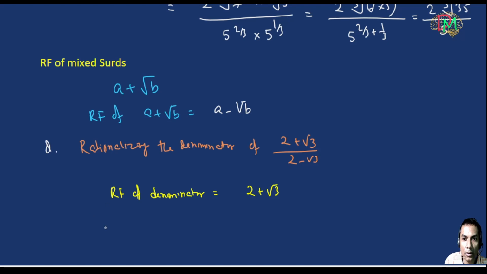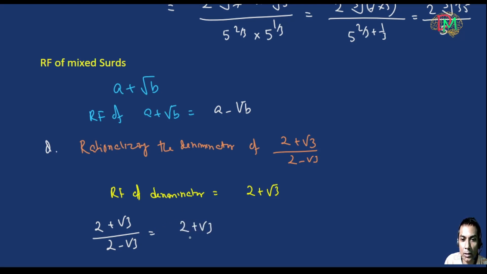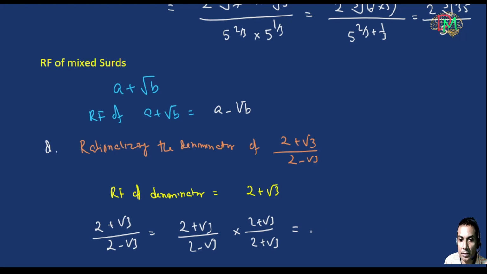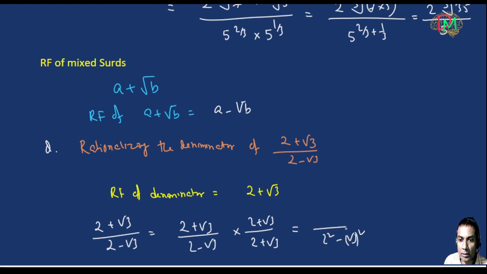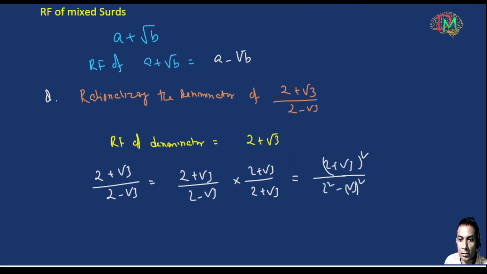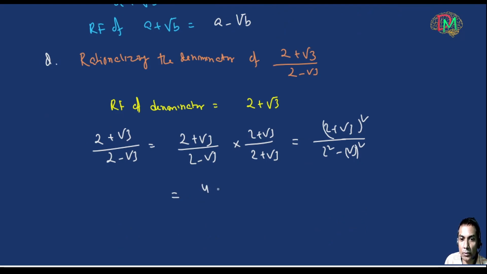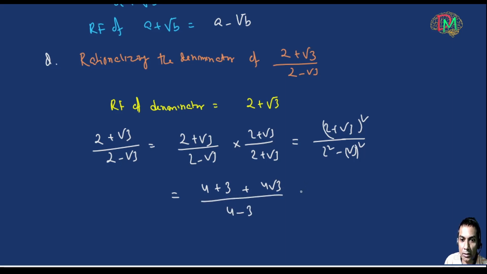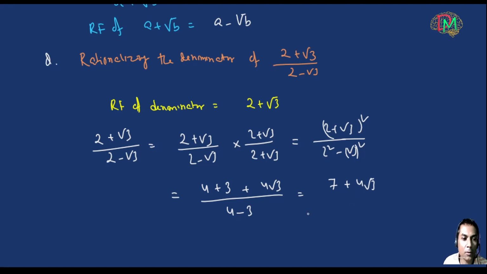Now what do you have to do? First write the question, that is 2 plus root 3 over 2 minus root 3. We multiply both numerator and denominator with the RF, so 2 plus root 3 here and also 2 plus root 3 here, clear. So the denominator becomes 2 square minus root 3 square, and the numerator is 2 plus root 3 whole square. So what value do we get? This is 4 plus 3, using a plus b whole square equals a square plus b square plus 2ab, 2 into 2 is 4 root 3, clear. And here we will get 4 minus 3, it is 1, so 7 plus 4 root 3. This is the answer, because the denominator is rationalized, it becomes the rational number 1, clear.